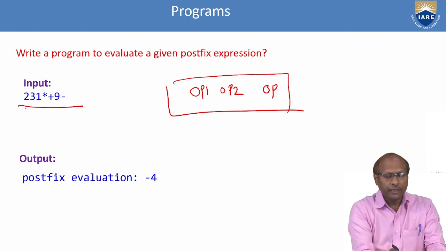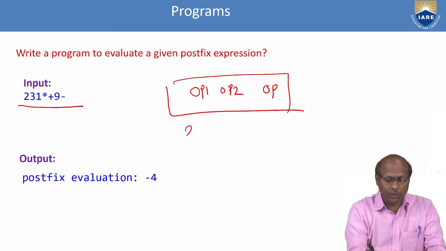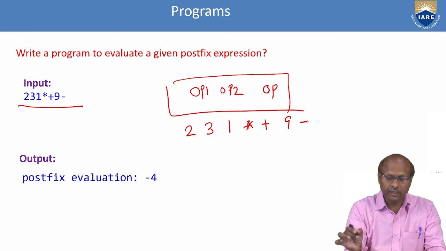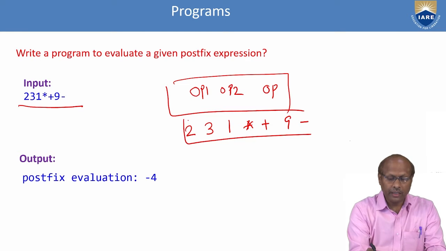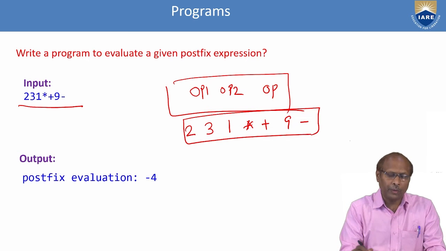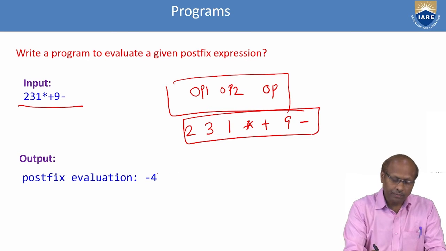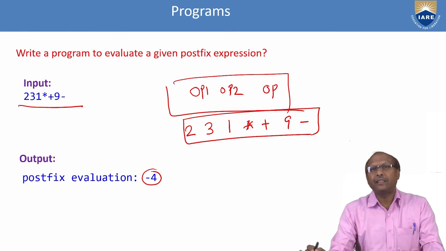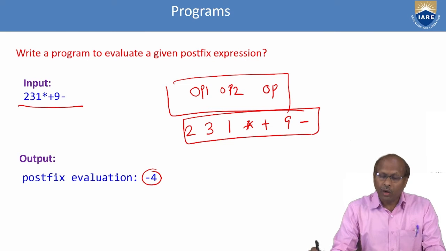Now please observe, I have given an expression here like this: 2, 3, 1, star, plus, 9, minus. So this is given in postfix form. This postfix expression you have to evaluate. After evaluation, the answer is -4. How can you solve this problem?